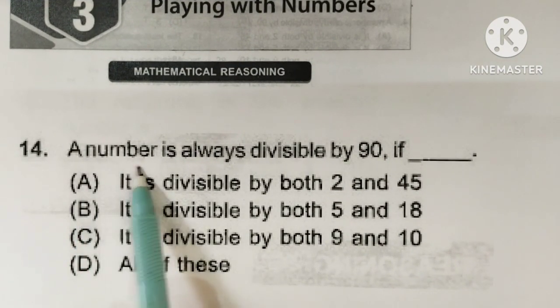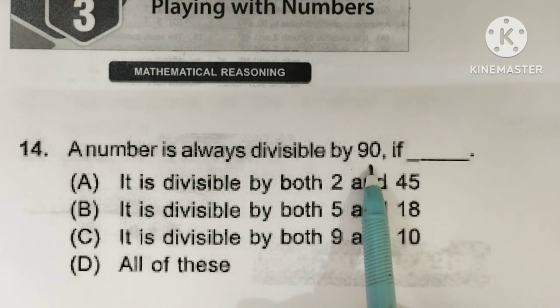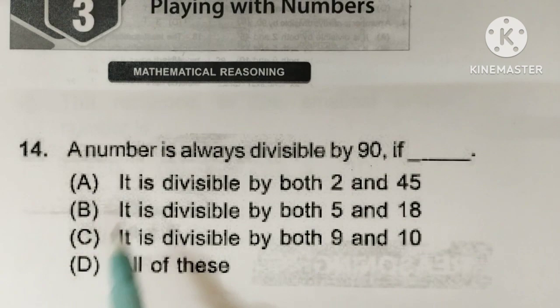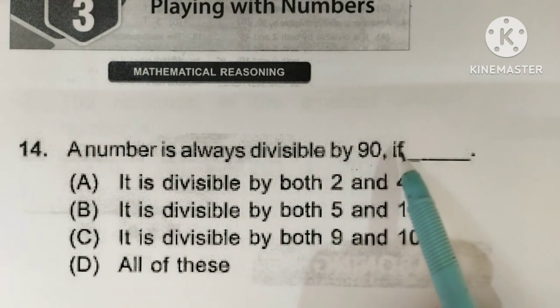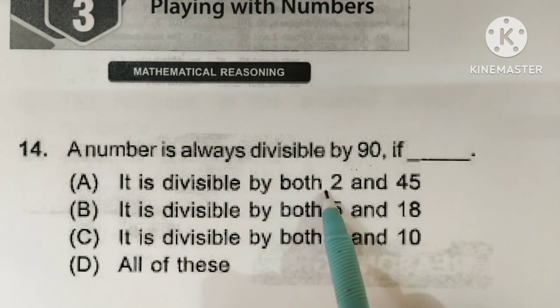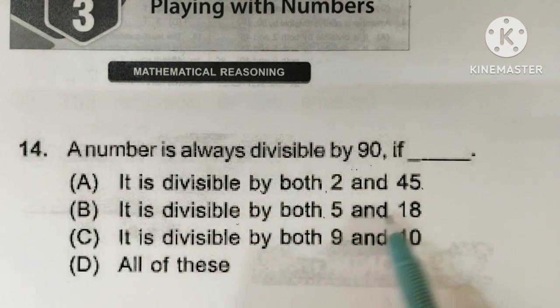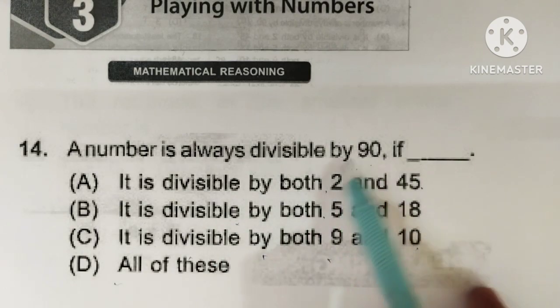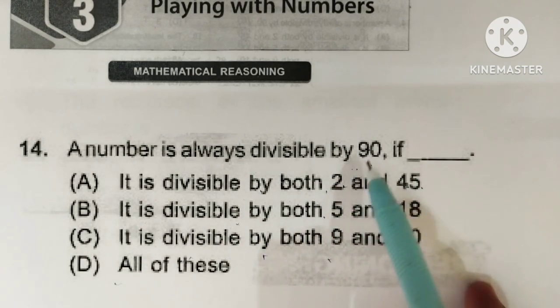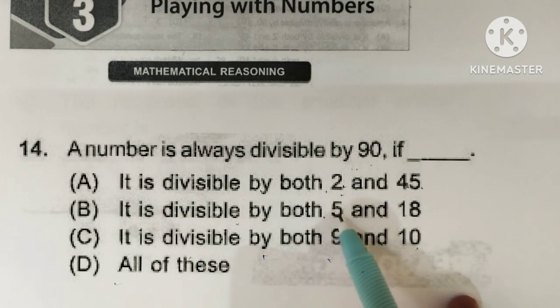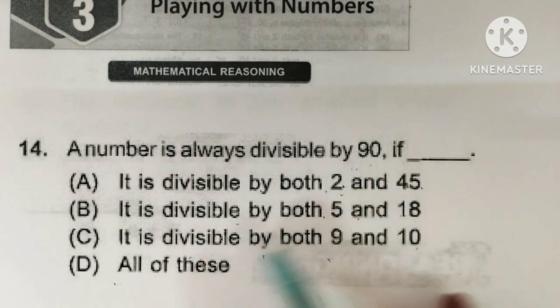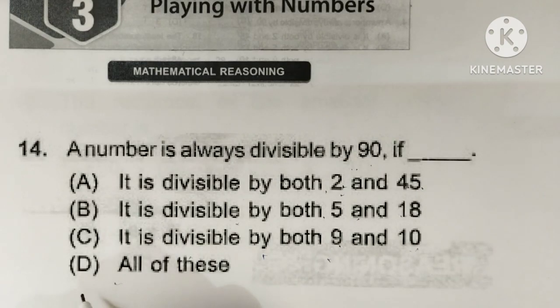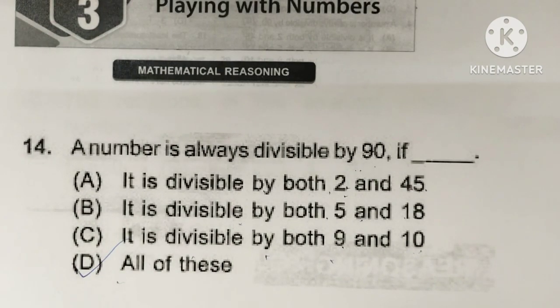14th question. A number is always divisible by 90 if it is divisible by both 2 and 45, it is divisible by both 5 and 18, it is divisible by both 9 and 10, or it is divisible by all of these. Here 90 means 2 and 45 are also factors, so this is correct, and it is divisible by 5 and 18, this one is also correct, and it is divisible by 9 and 10, this one is also correct. So all the statements are true. So all of these is the correct option.